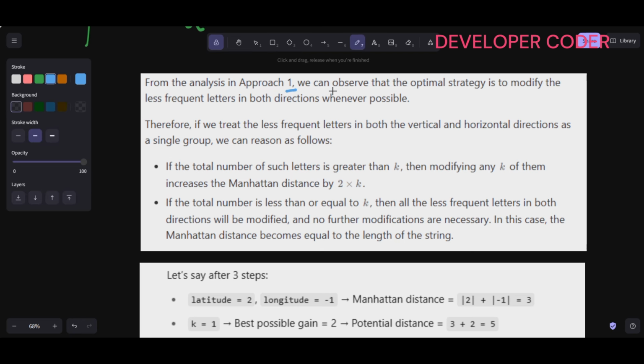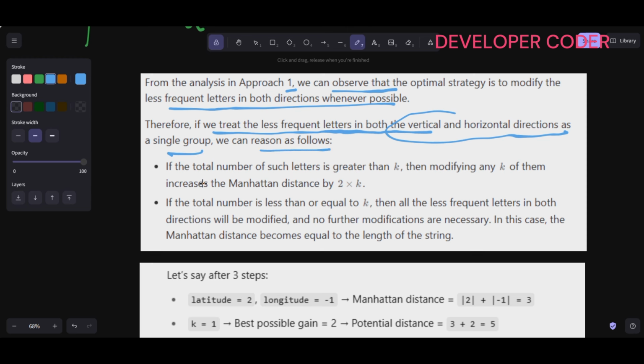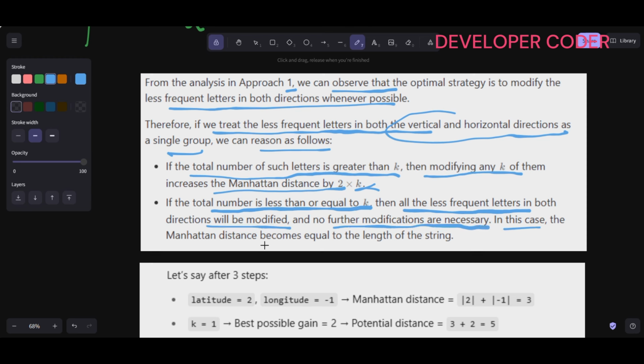From the analysis and approach one, we can observe that the optimal strategy is to modify the less frequent letters in both directions whenever possible. Therefore, if we treat the less frequent letters in both the vertical and horizontal directions as a single group, we can reason as follows. If the total number of such letters is greater than k, then modifying any k of them increases the Manhattan distance by 2 into k. But if the total number is less than or equal to k, then all the less frequent letters in both the directions will be modified and no further modifications are necessary.